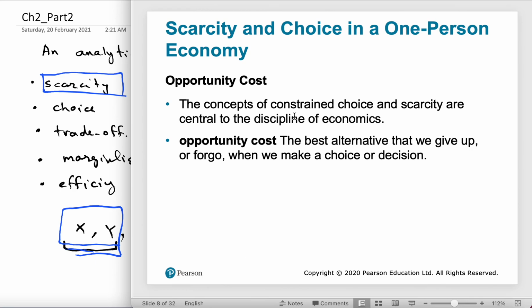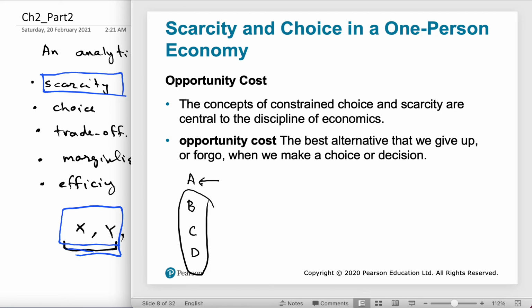Let's remind ourselves that opportunity cost, the concept, constraint, choice, and scarcity are central to the discipline of economics. It was defined in the first chapter as the best alternative that we give up or forgo when we are making a choice. So if you have several choices, you have option A, B, C, D, okay? And now you basically have a multiple choice question in the exam. You have to make a choice. You cannot choose all of them. So the moment you choose one, the cost of choosing this is the best which you forgo.